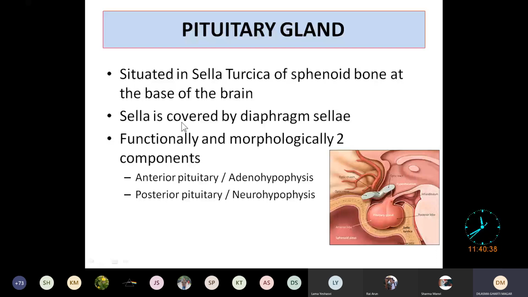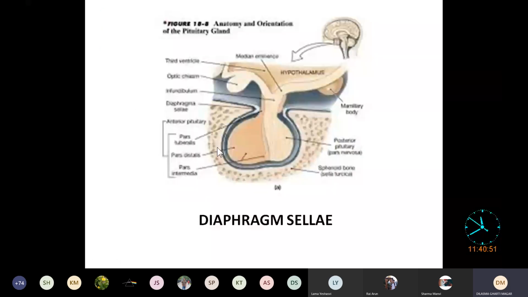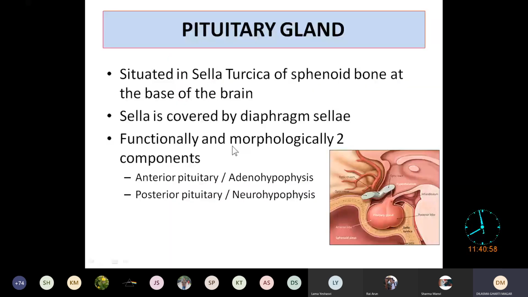Diaphragma sellae means it is a portion of the... What do you say? Dura mater. Yes, it is a part of the dura mater, which is somewhat curved shaped, isn't it? It is curved shaped, and it has a small opening, or a constriction. Through that constricted area, the stalk of the pituitary gland passes. Okay, so the sella is covered by the diaphragma sellae. It means the diaphragma sellae is the portion or the invaginated area of the dura mater.